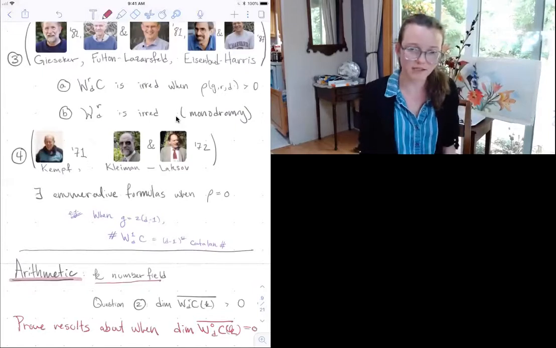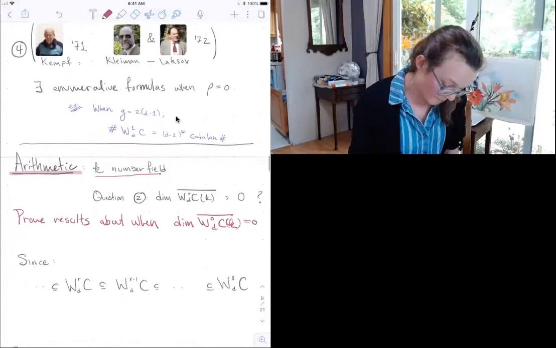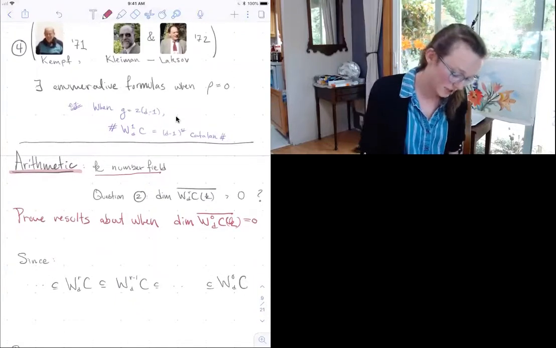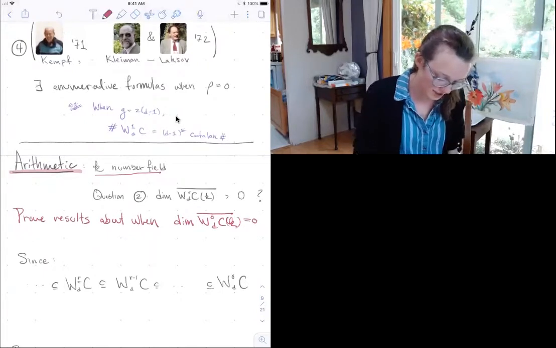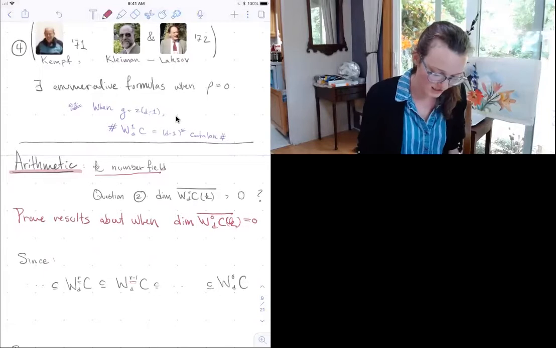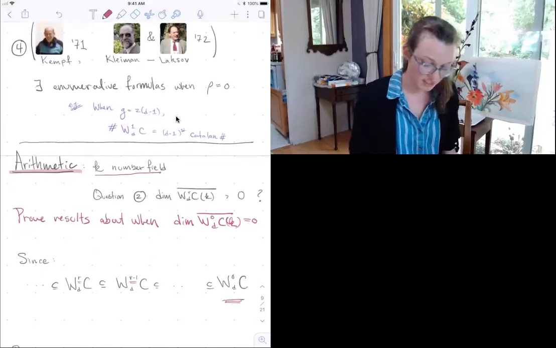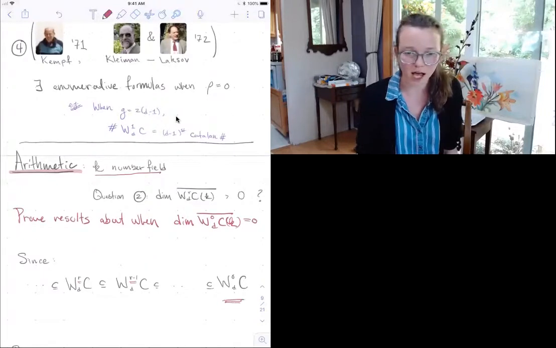So the first case is when r is 0. But because all of these sets nest as you increase r, so the set of line bundles with at least r plus 1 sections, of course they have at least r sections, etc. So proving something about the dimension of the Zariski closure of the rational points here implies results in all of these higher r cases.